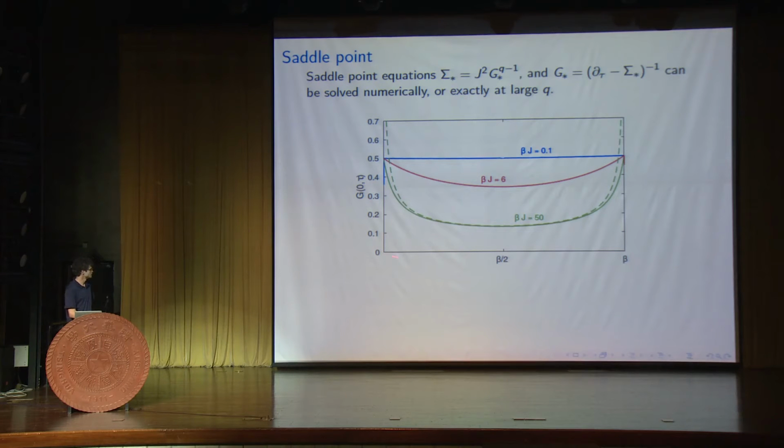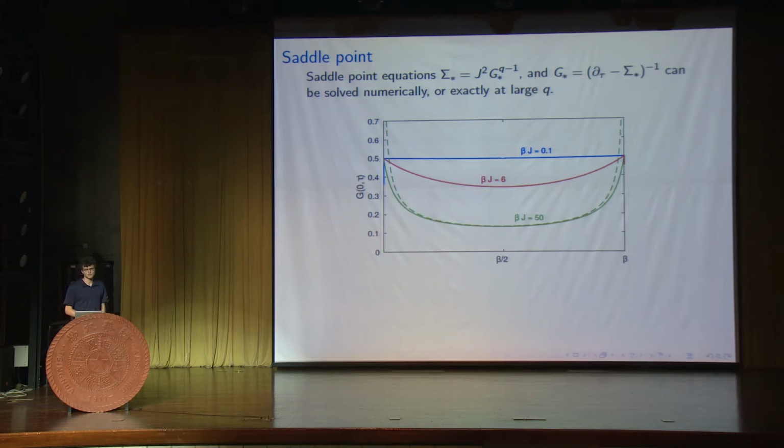So time runs between 0 and beta, the inverse temperature. I plotted this for three different values of this dimensionless coupling, beta J. At weak coupling, or high temperature, the two-point function is almost exactly independent of time. But as we crank up the coupling, it starts to decrease and reaches a minimum halfway around the circle.